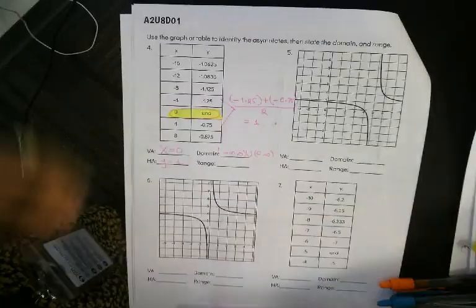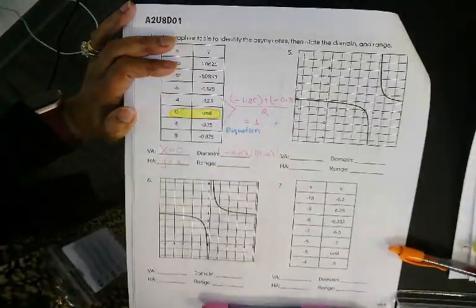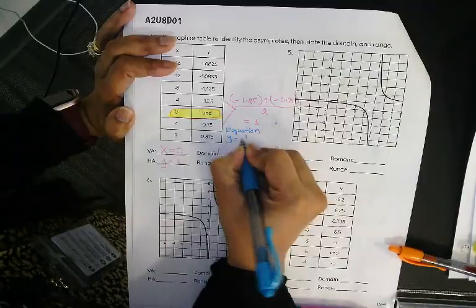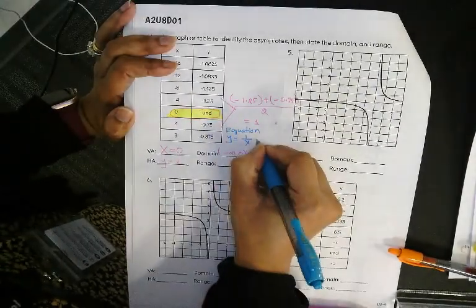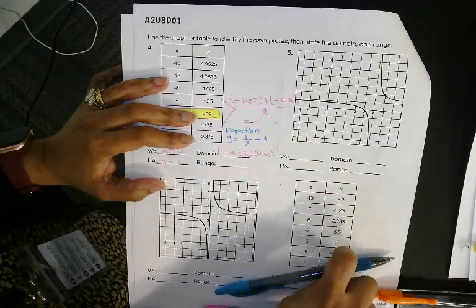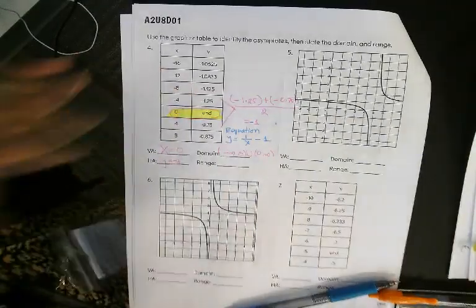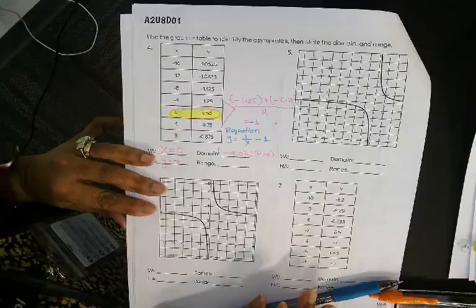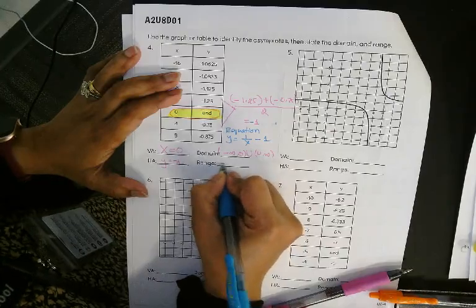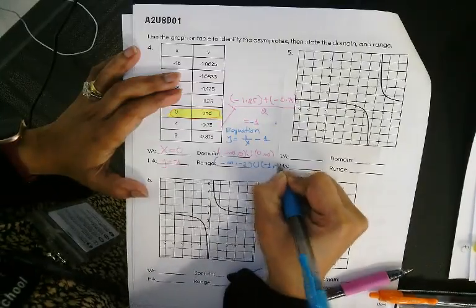We need to write the equation also. We need to know how to write the equation. And the equation will be y equal to 1 over x minus 1. It's supposed to be negative. This is negative 1? Yeah, you're dividing negative 2 by 2. Yes, negative 1. Thank you. What will be the range now? Negative infinity up to negative 1 and negative 1 up to positive infinity.